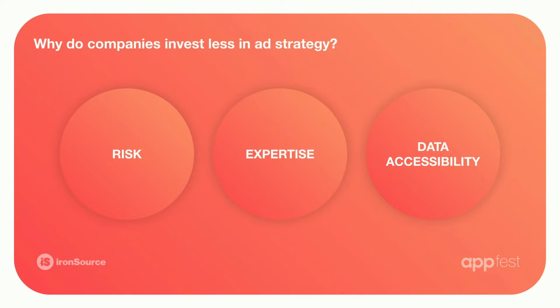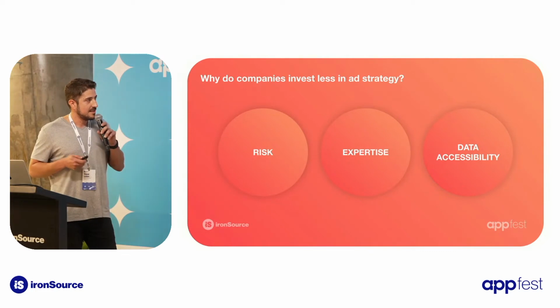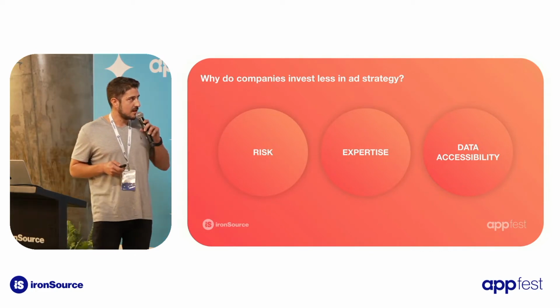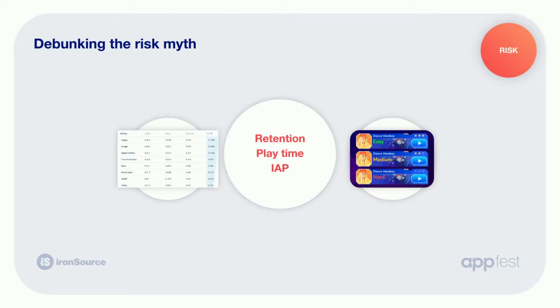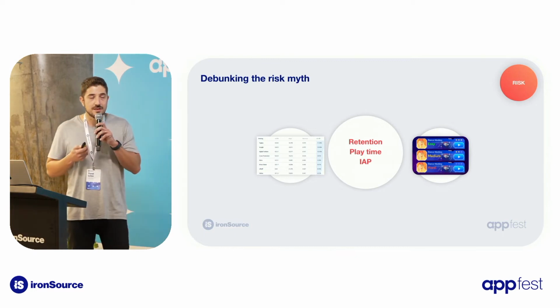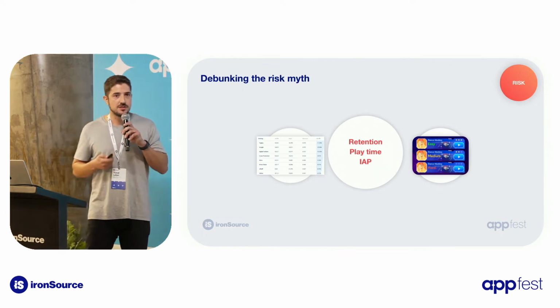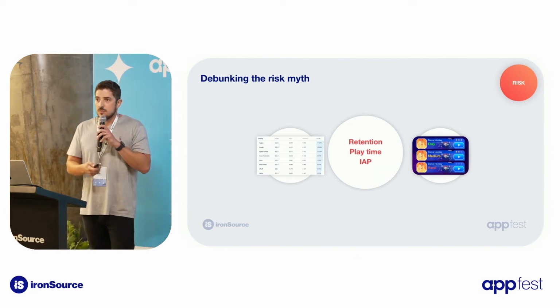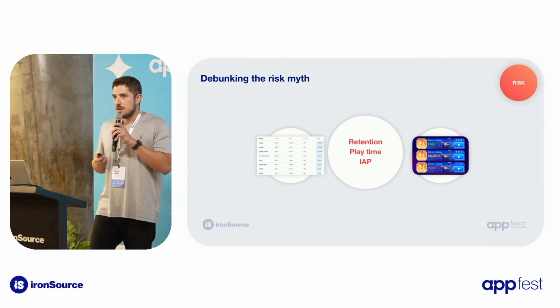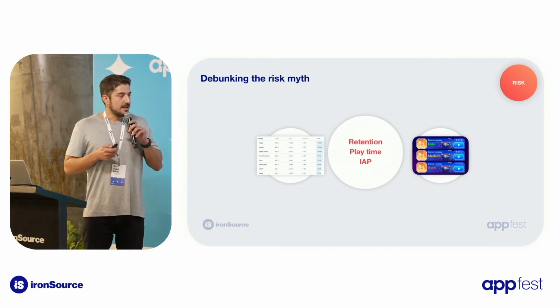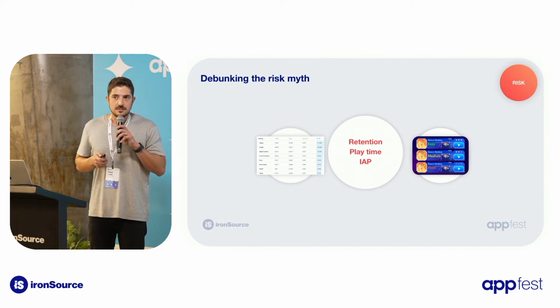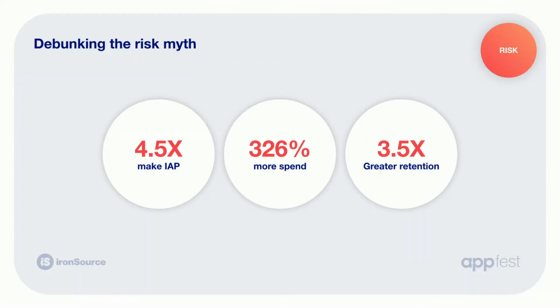I see 3 reasons why companies will invest less on ad strategy. So it's risk, expertise, and data accessibility. And let's start by talking about the risk. When you're changing the implementation of ads in your app, you will probably affect very important KPIs like retention, playtime, in-app purchase, while when you change your waterfall, you won't. So it's definitely riskier, but should we do it or not?